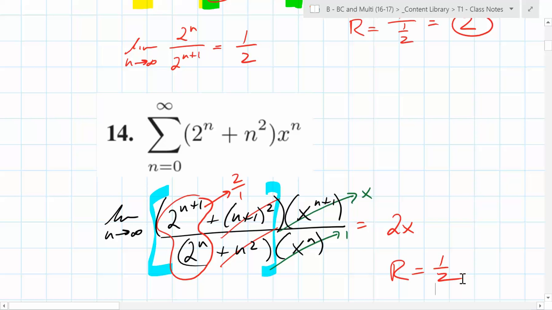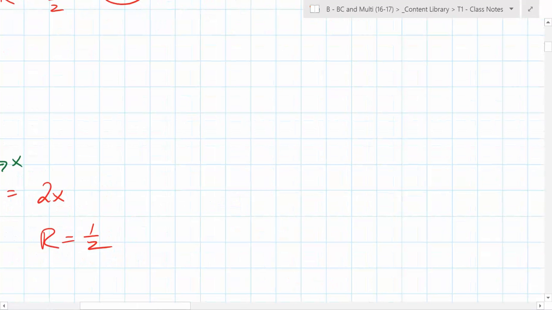Yes, Gary? What if it's 2 to the n over n squared? Yeah. That would be infinity. Or would it be infinity? Which one's bigger? So basically, you're asking this question right here. Which one's bigger? So you have to be very careful about this. As n goes to infinity, what happens if you had this right here? What form is that? You can't just say it. You have to actually do it out.